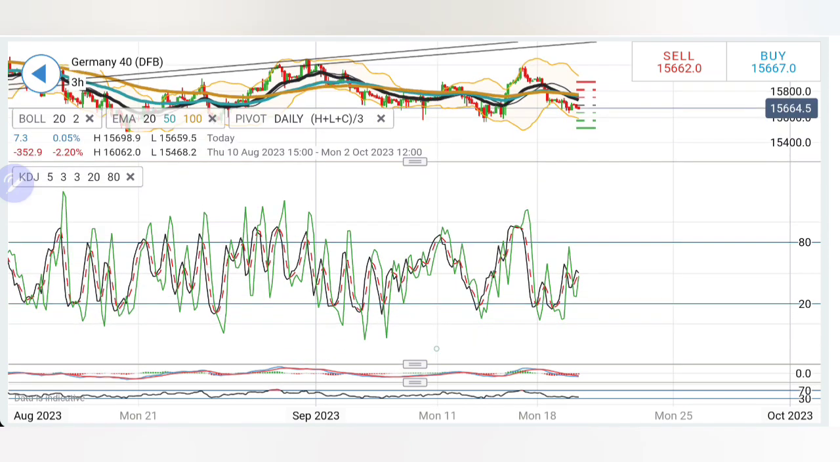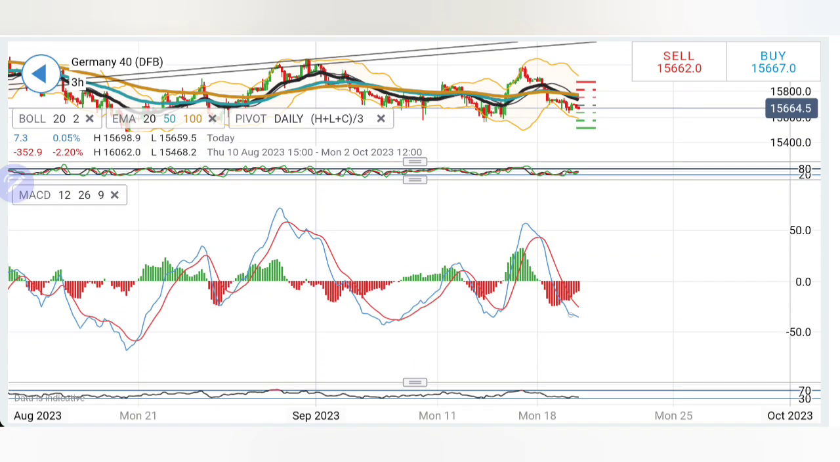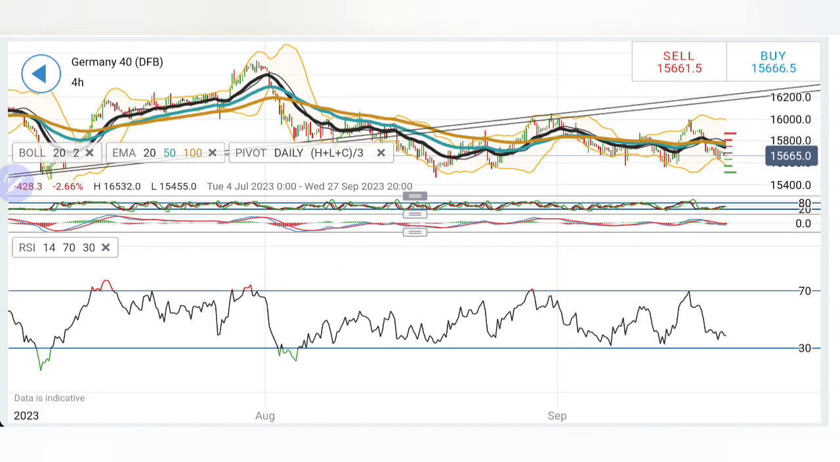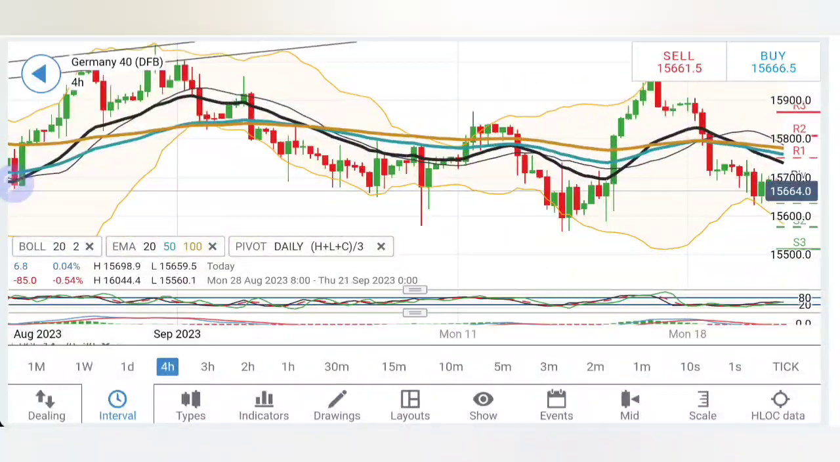Stochastic is flat. MACD has seen a strong bearish momentum so far. At triple bottom levels, possibly a crossover here should bring the bulls out there. RSI is flat, near the bottom, looking downside.